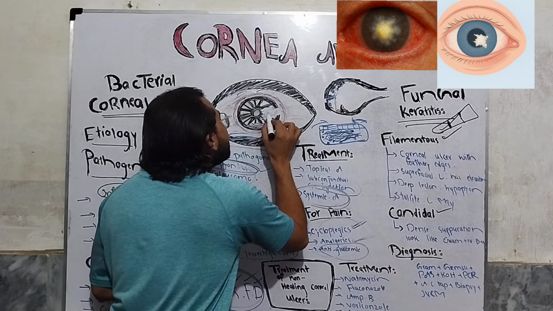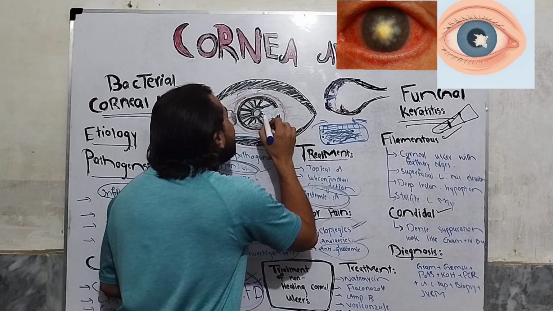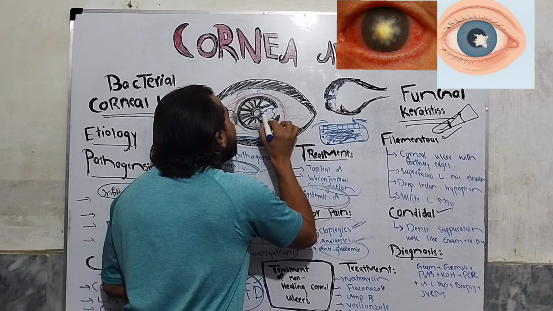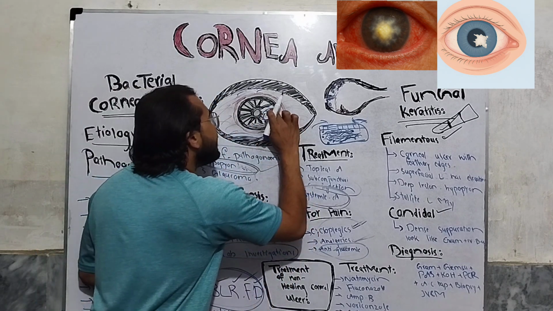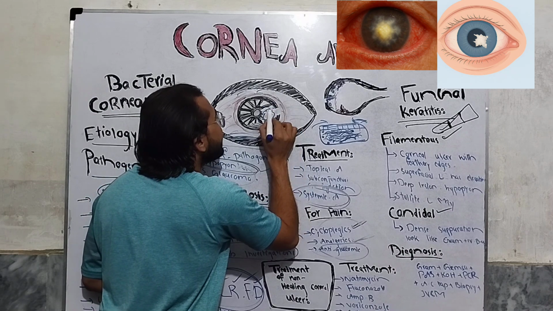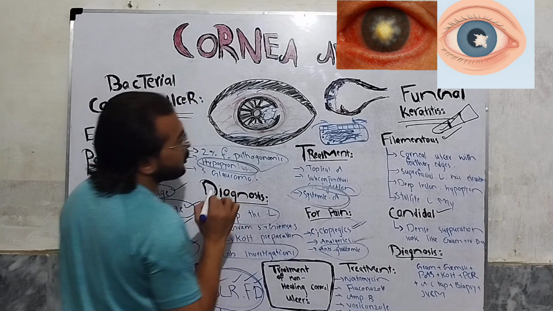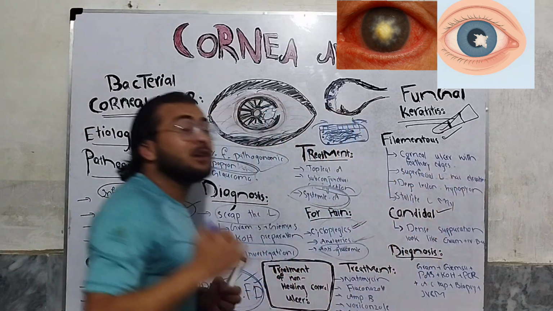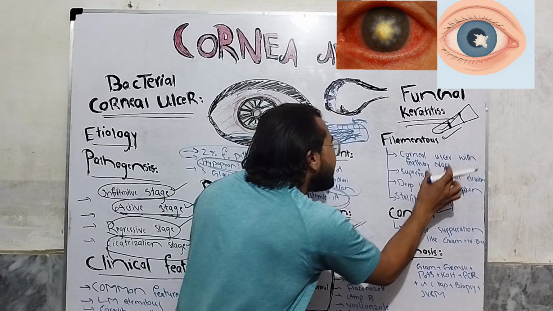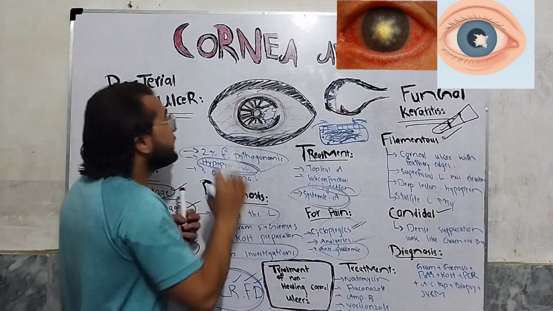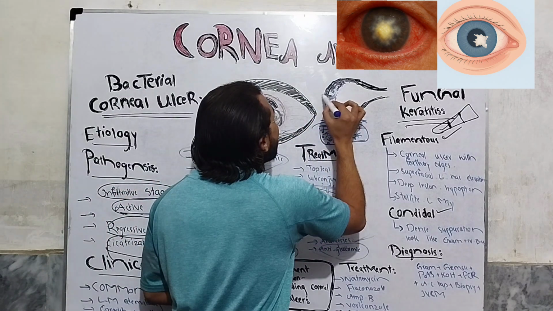What will happen? The edges of the ulcer will be feathery. Delicate feathery edges will be present, okay? So a corneal ulcer with delicate and feathery edges. If the filamentous keratitis is superficial, then it can also cause visible elevations on the cornea, okay?